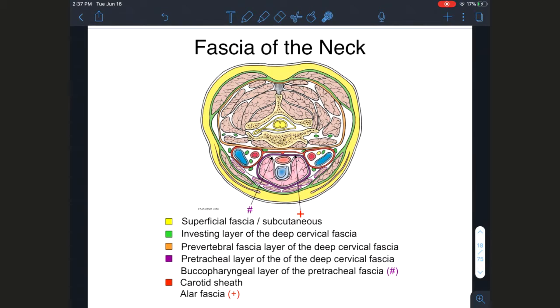Then if we move on to the green area, that's your investing layer of the deep cervical fascia. You'll find some of your larger neck muscles there, in your front here and then your back.